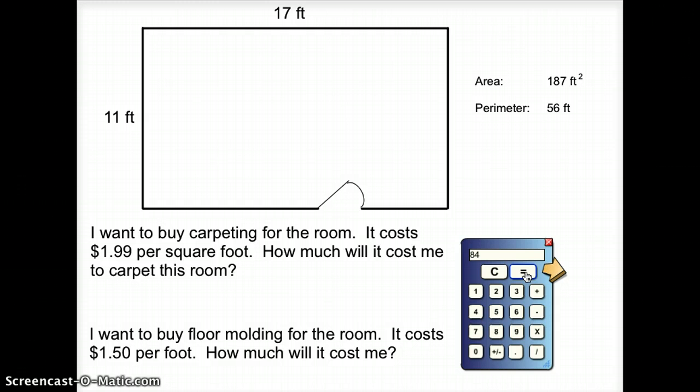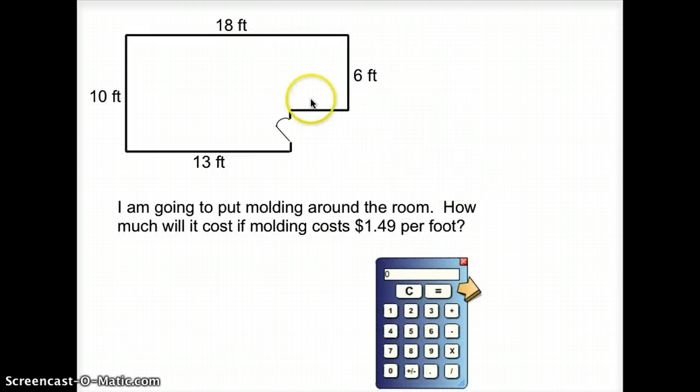So those are some examples of why you might need to use area and perimeter. I have another video on polygons that have irregular shapes, like that one. How would you find the area and the perimeter of a room that has this little part missing? So check out my next video for that.